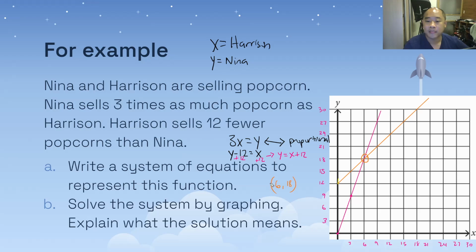Holy cow. So what does the solution mean? It means that Harrison, X, has sold 6 popcorns and Nina, Y, has sold 18. And we know that because of these two pieces of information. As you can see, the graphs have other answers, right? There's a lot of other answers here, but none of these are the right answer because it doesn't fulfill both of the equations, which it needs to in this situation, because all these other points are only true for one of the two sentences.